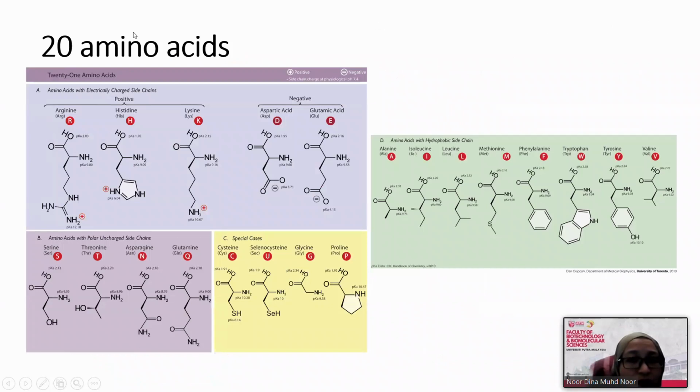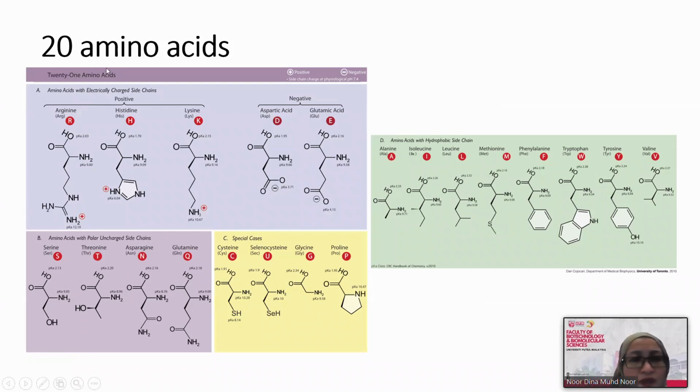Okay, so these are the 20 amino acids that we have discussed. Actually here it's not 20, it's 21 because it includes selenocysteine. Selenocysteine has selenium instead of the sulfur in cysteine. So 20 plus 1, according to this chart. But basically, selenocysteine is not really common, but it's stated here.